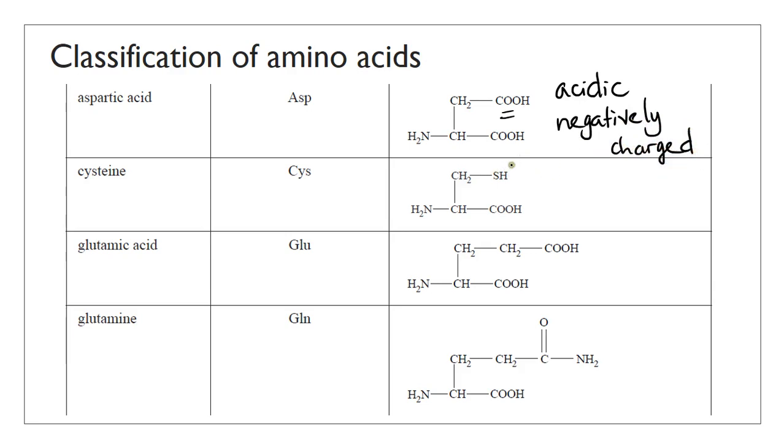Cysteine. Now, cysteine is slightly polar, slightly. I have seen quite conflicting reports on this. Some publications actually say it's non-polar, but it can actually form dipole-dipole interactions as well. So we're still going to count it as polar. Glutamic acid, similar to aspartic acid, is acidic, and it is negatively charged.